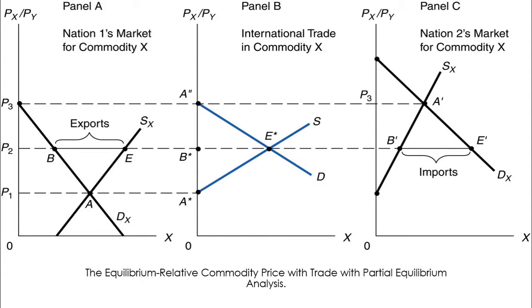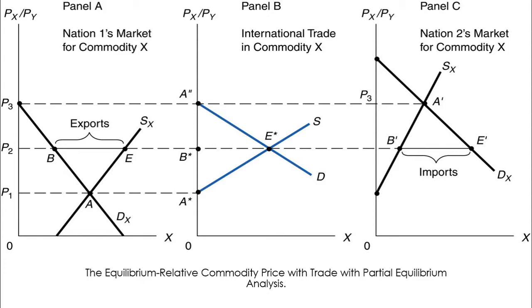And here in panel C, nation 2's market for commodity X is shown. Here also commodity X is taken along the x-axis and price ratio is taken along the y-axis. dx denotes demand for commodity X in nation 2 and sx is the supply of commodity in the domestic market of nation 2. So supply and demand curves intersect with each other corresponding to price equal to P3. At P3 there is equilibrium.